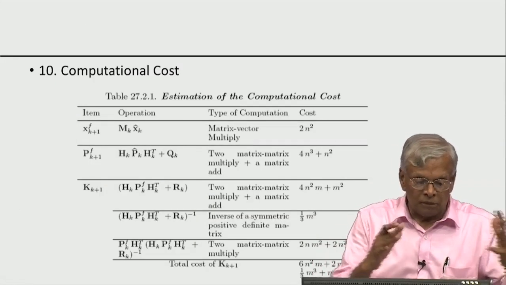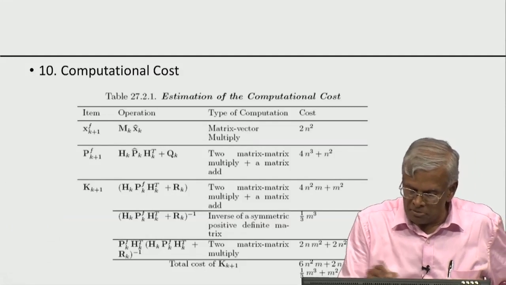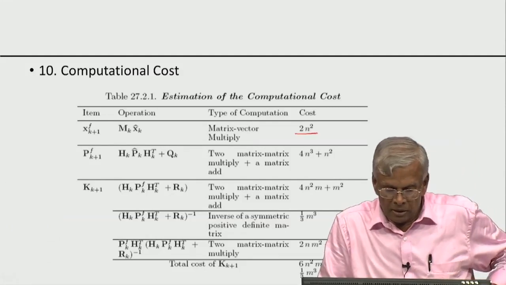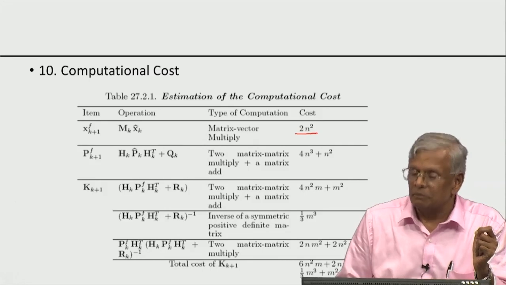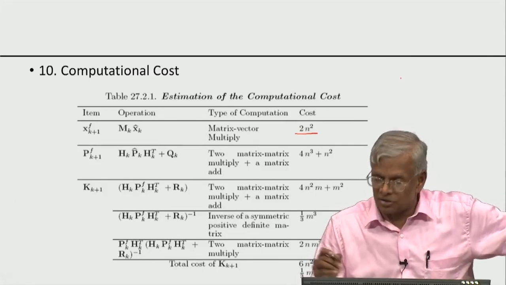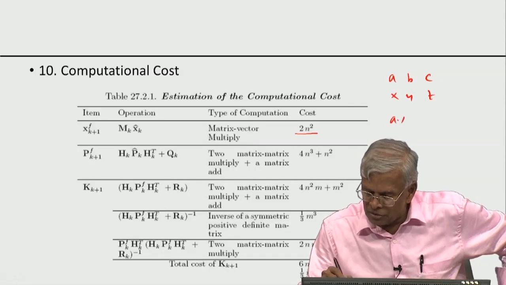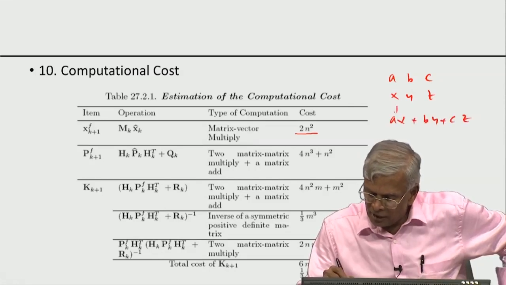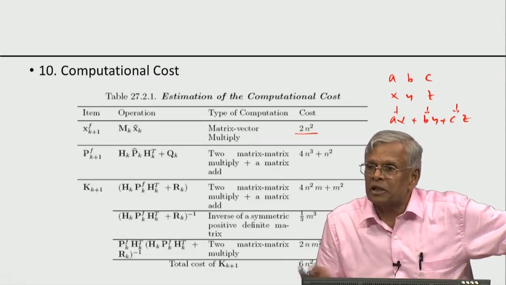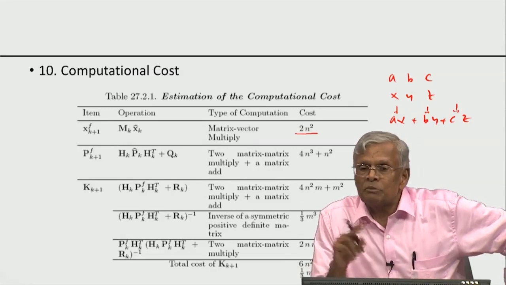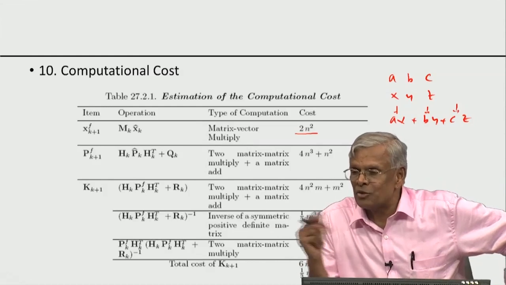So now I have talked about computational cost. Let us look at the forecast step very quickly. The forecast step is a matrix vector multiply, because to multiply matrices you have to multiply and add. If I am going to compute the inner product of two vectors, A, B, C and X, Y, Z, that is AX plus BY plus CZ, I need to multiply and also add. For three-element vectors, I have three multiplications and two additions. So for the inner product of two n vectors, I have to do n multiplications and n minus 1 additions.